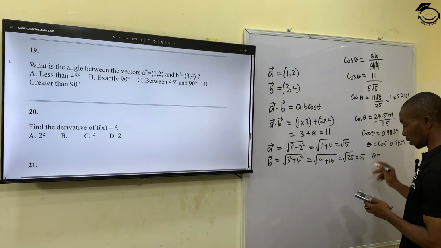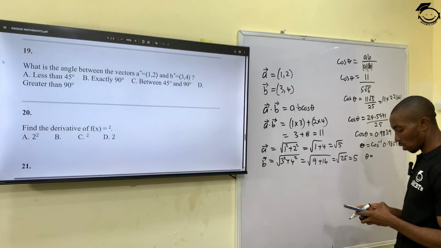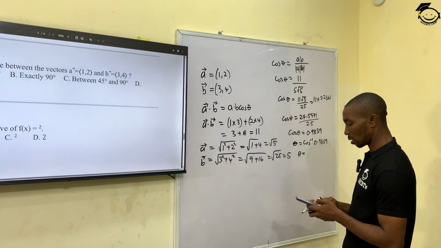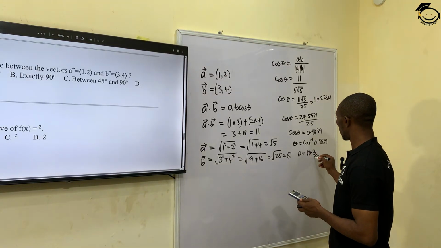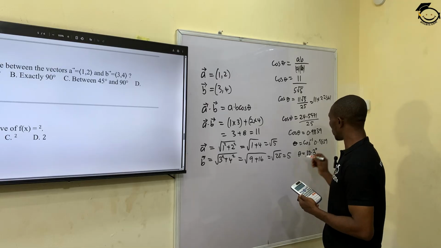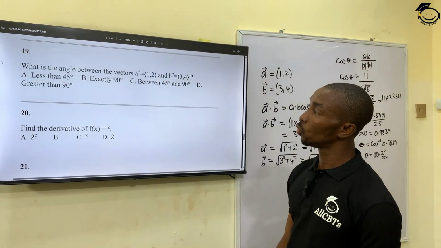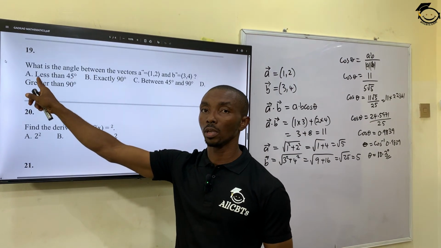So theta will be cos inverse of 0.9839. So our theta will be 10.3. Okay, our theta will be 10.3 degrees. So the angle between them will be 10.3 degrees, which is less than 45 degrees. So our answer will be A.